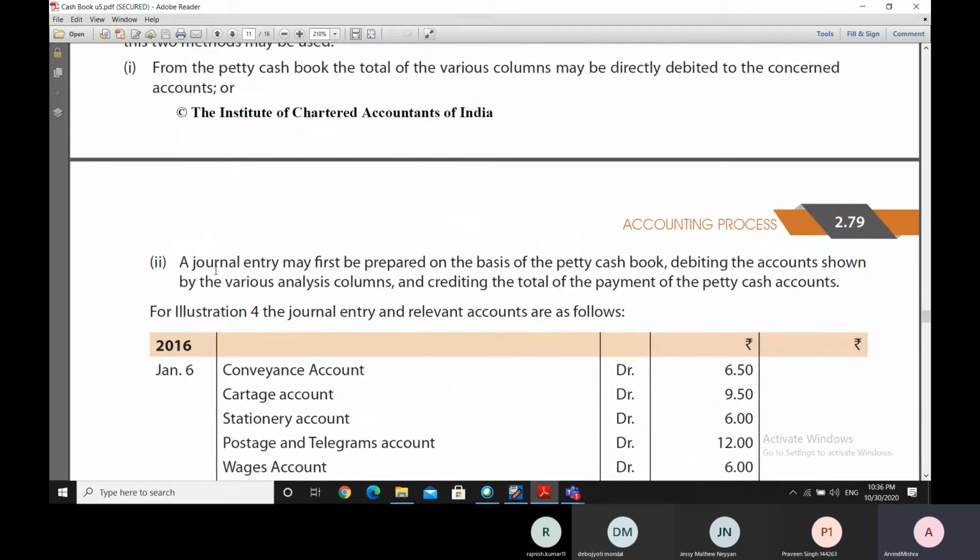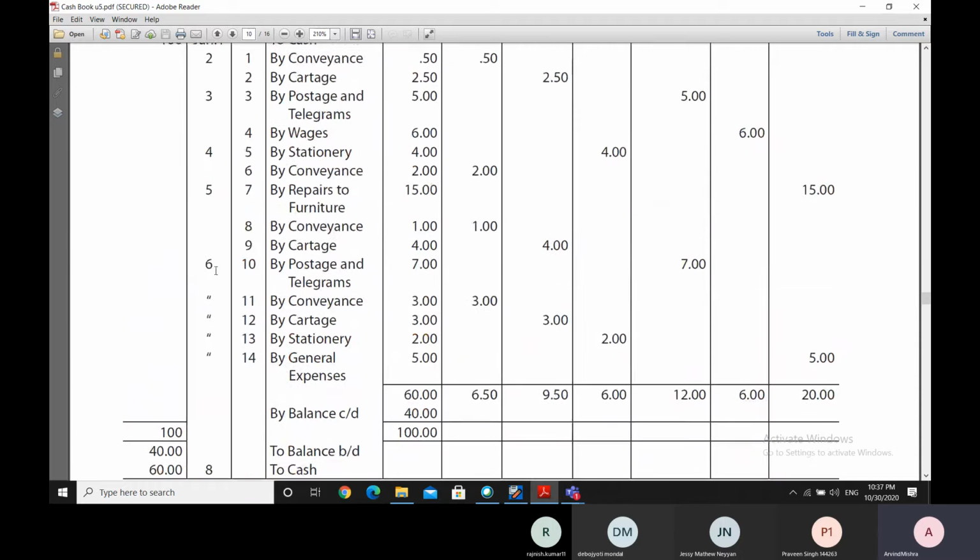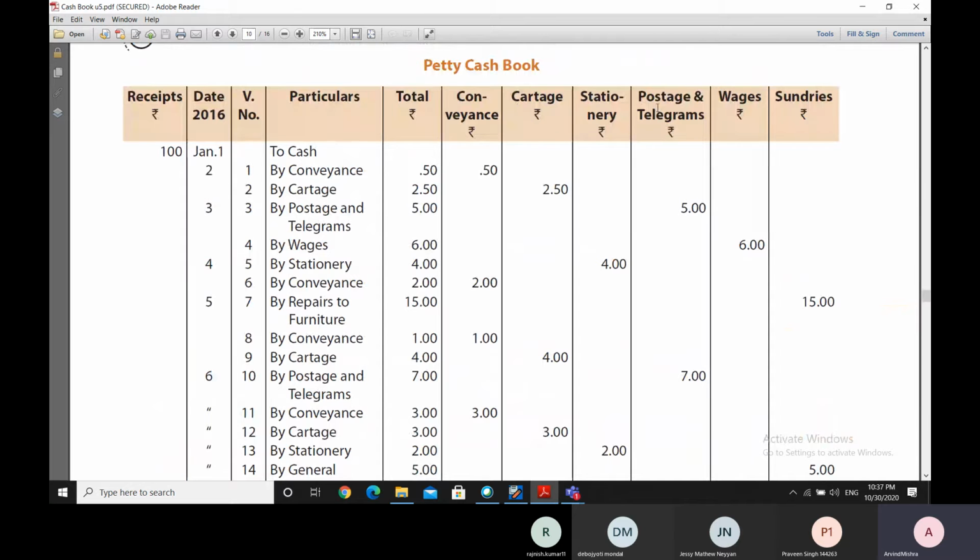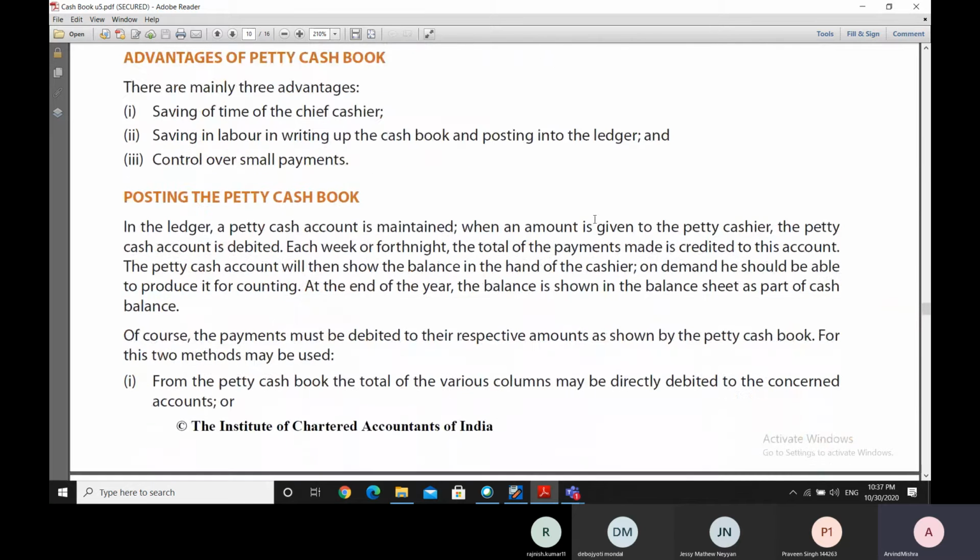The second method is that a journal entry may first be prepared on the basis of the petty cash book. Instead of making straight away posting into the ledger, first we make a journal entry on the basis of the petty cash book. And by journal entry, we are debiting the accounts shown by the various analysis columns. These are called the analysis columns here, like conveyance, cartage, stationery, postage and telegram, wages, sundries. All these are called analysis columns.